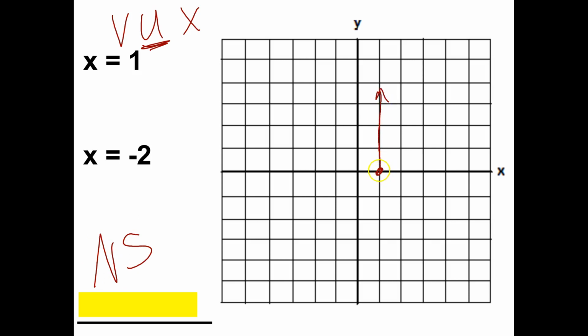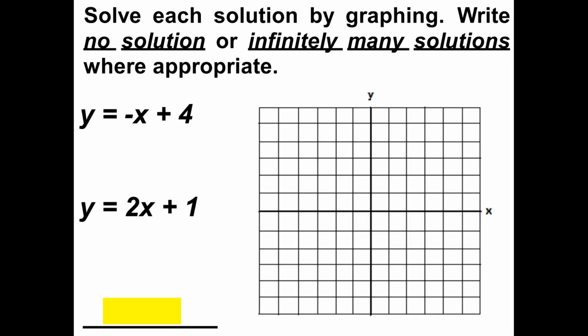x equals 1. Vertical line through the x-axis at 1. x equals -2. Vertical line through the x-axis at -2. Will these lines ever intersect? No solution. I don't know how I spell solution with an I. That's a fancy O. Y'all see that? That's fancy. Oh, y'all can get on my level one day.